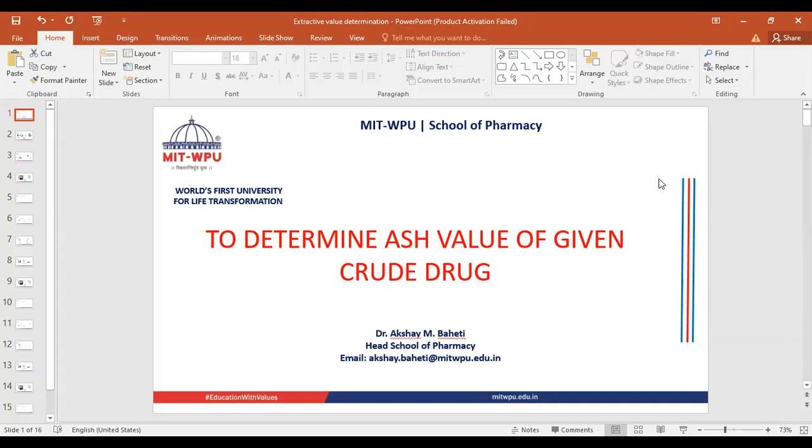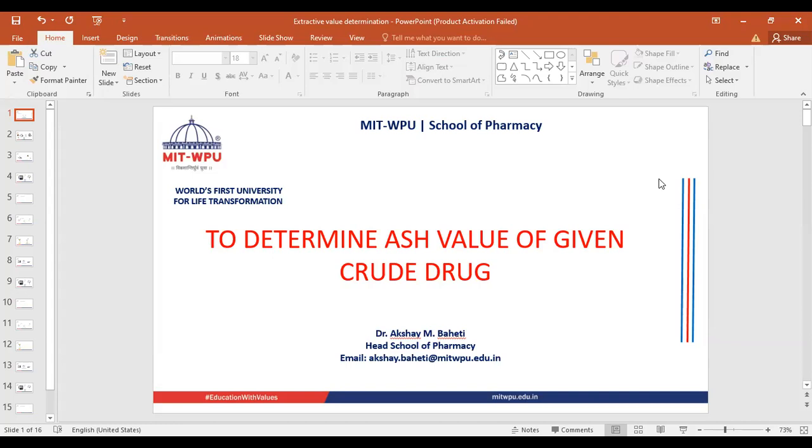The aim of today's practical is to determine ash value of given crude drug. When we heat any substance, when we ignite any substance, first it becomes black and then at the end it becomes white or gray in color. So this whitish or the grayish color is nothing but ash, which is the inorganic content. So today we are going to determine this ash content.